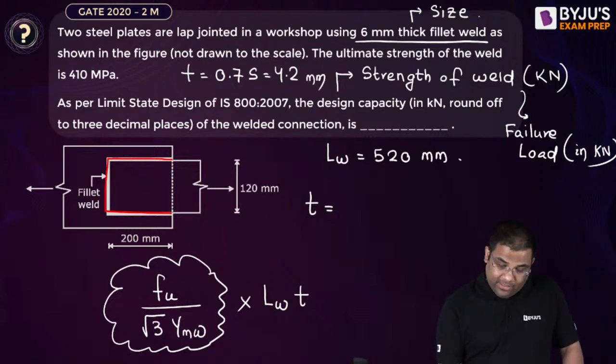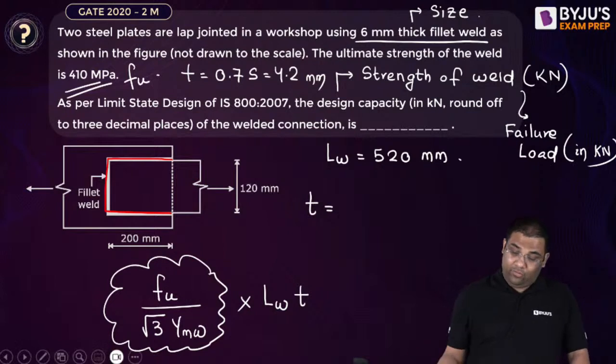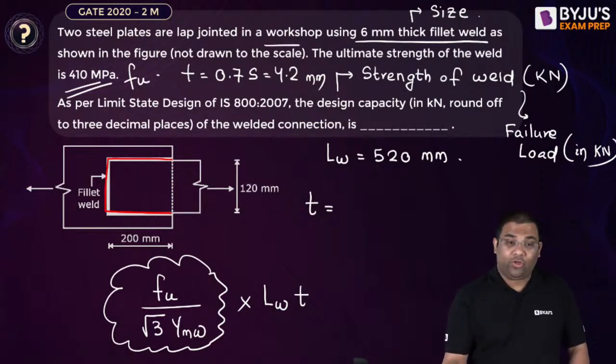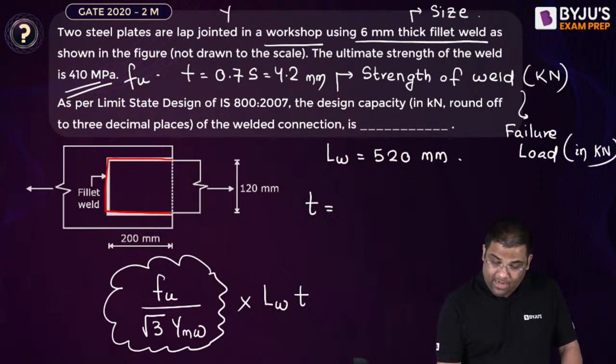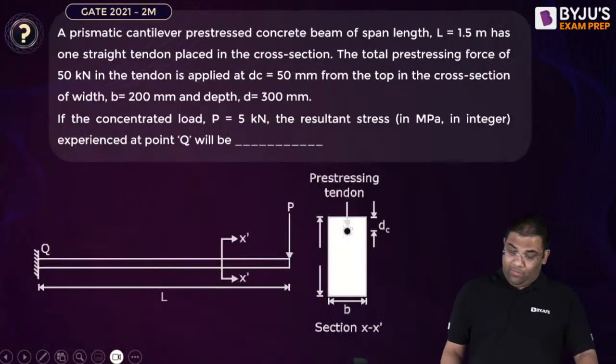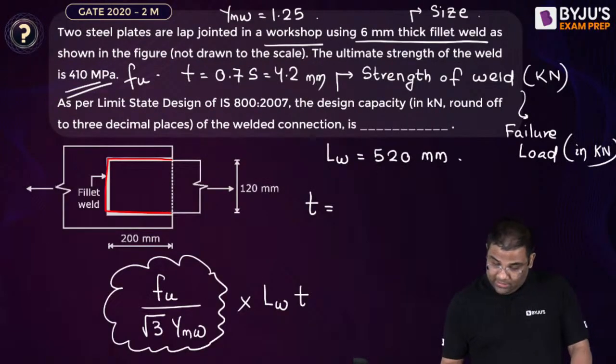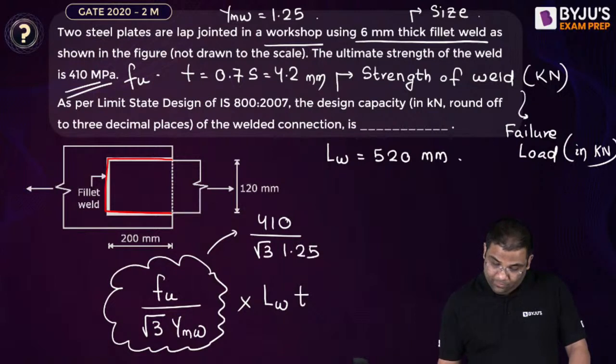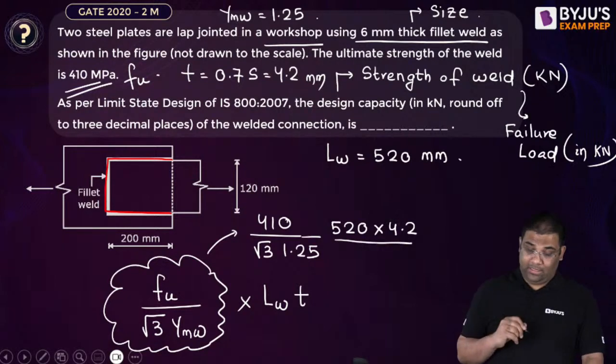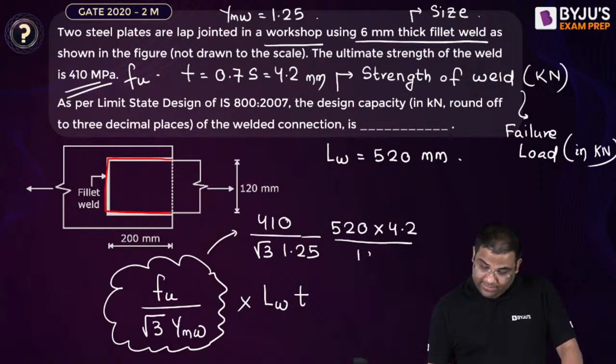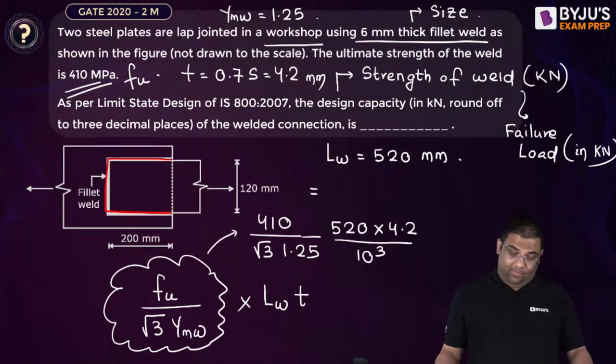And you see, the ultimate strength of weld is given 410, that is your Fu. And it is done in a workshop. When it's done in a workshop, the gamma Mw is 1.25. In field, it is 1.5. So, if I now want to find out the strength, I can just put the values. These values will be how much? 410 divided by root 3, gamma Mw is 1.25, into 520 into 4.2. You will get this answer in Newton. They have asked in what? Kilonewton. So, I divide by 10 to the power 3. Then round it to 3 decimal places.